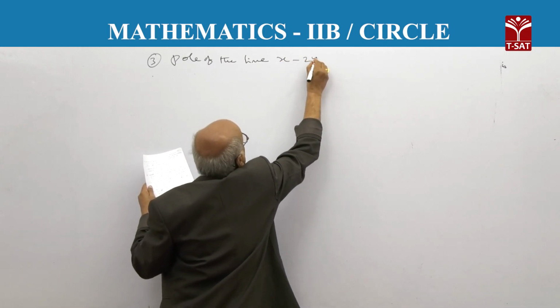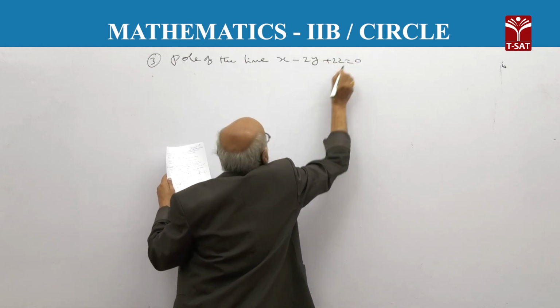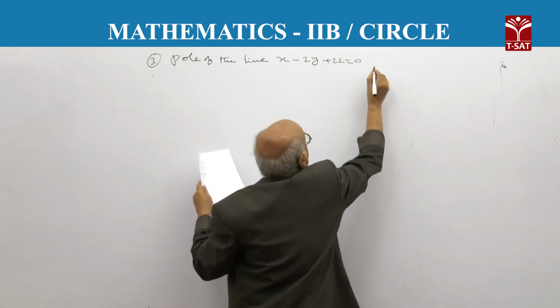Pole of the line x − 2y + 22 = 0 with respect to the circle.